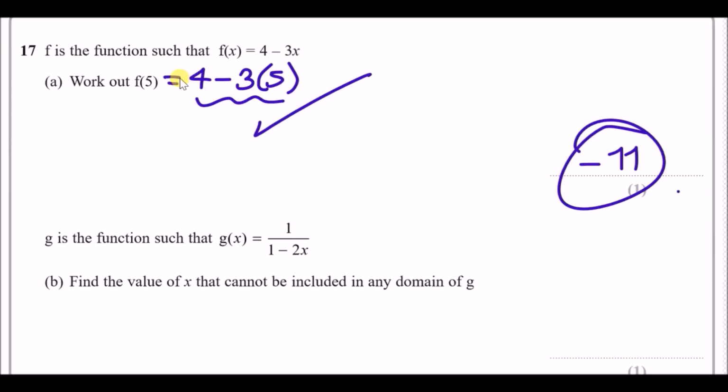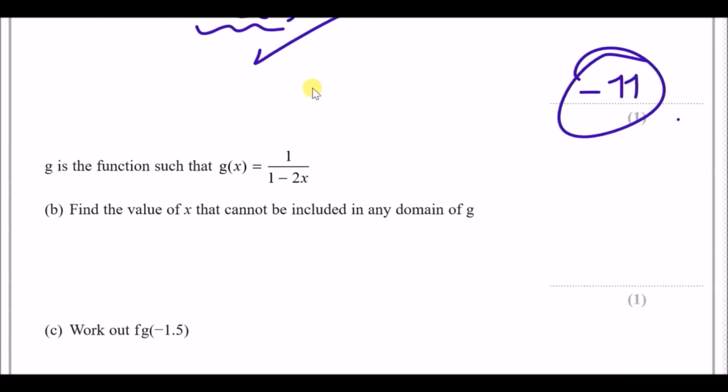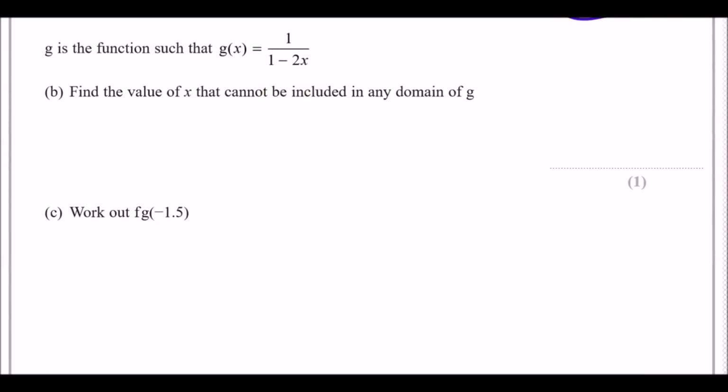These kind of marks are easy, yeah? So when you do questions like this, just replace x with what you have. Now, next one, g. G is the function such that g(x) is 1 over 1 minus 2x. Find the value of x that cannot be included in any domain of g. Again, domain literally means values of x that you're allowed to have.